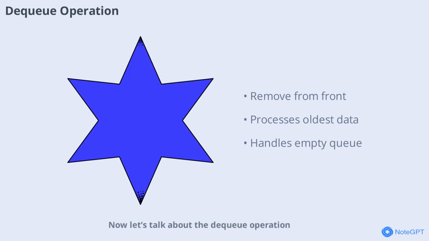Now let's talk about the dequeue operation. Dequeue removes the element at the front of the queue, just like the first person in line gets served and leaves. This operation is essential for processing data in the order it arrived. If the queue is empty, dequeue usually returns an error or a special value depending on the implementation. Dequeuing keeps the queue moving and ensures that no data is skipped.